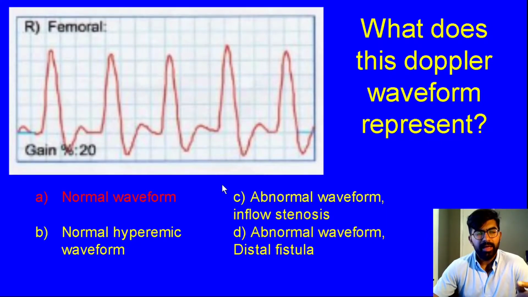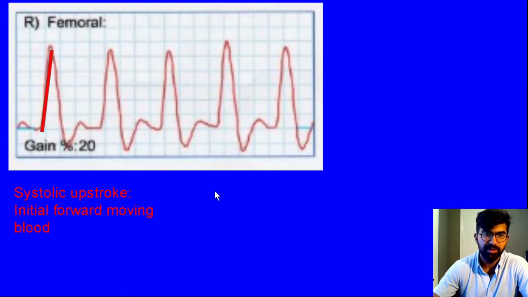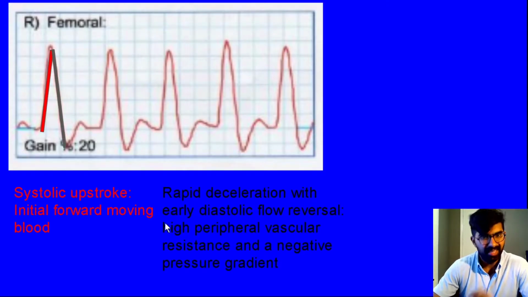So we're going to, at this point, acquire the tools that are going to help us interpret the rest of this session, okay? So let's break this waveform down. First and foremost, there is a systolic upstroke, which represents initial forward moving blood. Now, the blood, as it's moving forward rapidly, decelerates. And so you have a rapid deceleration with early diastolic flow reversal. So the blood is actually going to slow down and then going to move backwards.